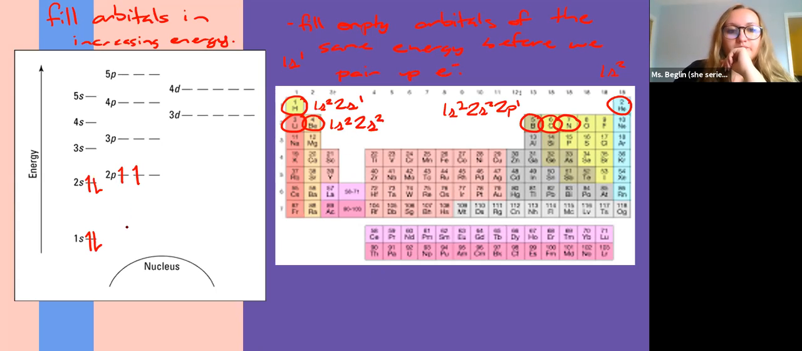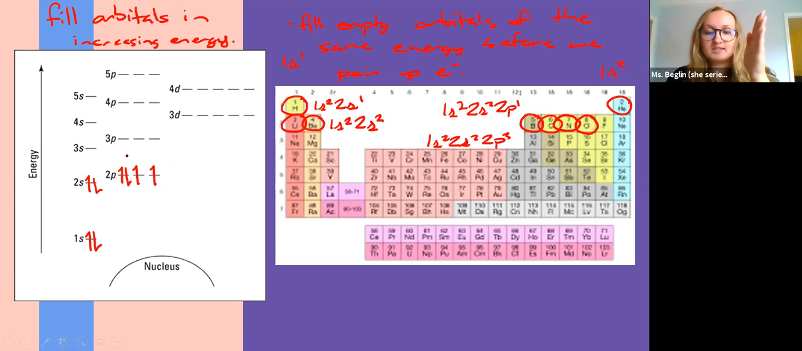Let's look at nitrogen. 2 electrons in the 1s, 2 in the 2s, 3 in the 2p. Hence the designation 1s2, 2s2, 2p3. Now, by the time I get to oxygen, I have to start pairing up my electrons. And remember, whenever 2 electrons are in the same orbital, one has a positive quantum spin number, the other has a negative one because of the Pauli exclusion principle.